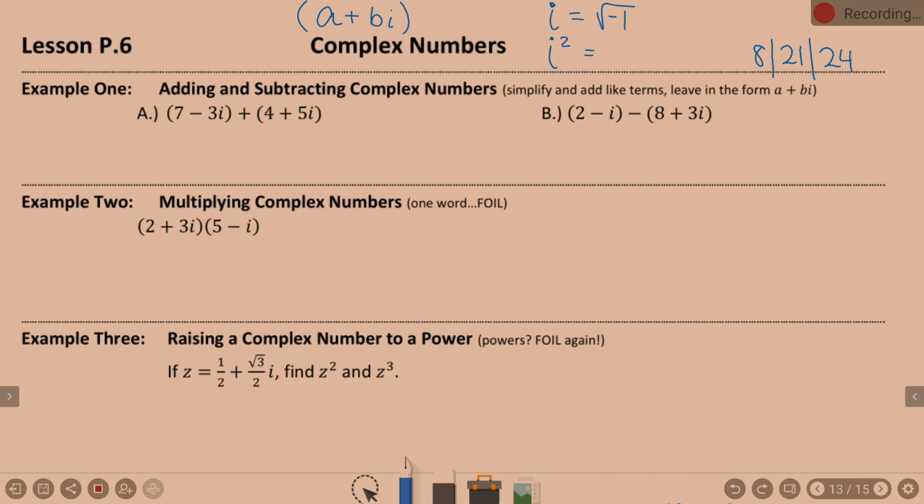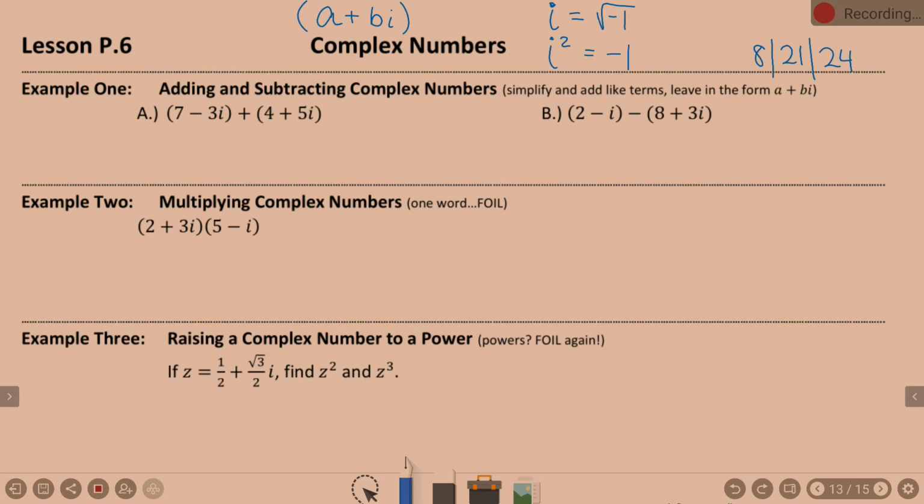The other important piece of information: you need to recall that i is the square root of -1. What is the value of i squared? -1. Because if you take i and square it, what happens when you square a square root? The square and the square root cancel out, and you're just left with the -1.